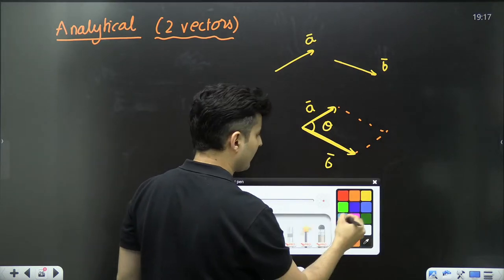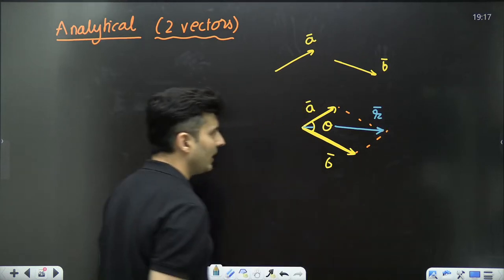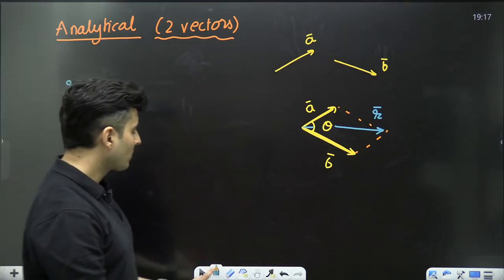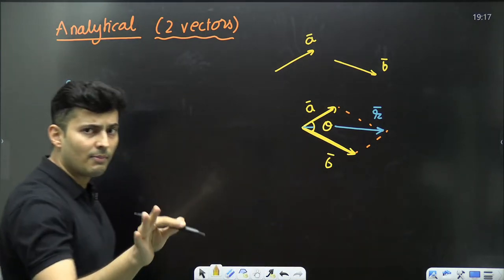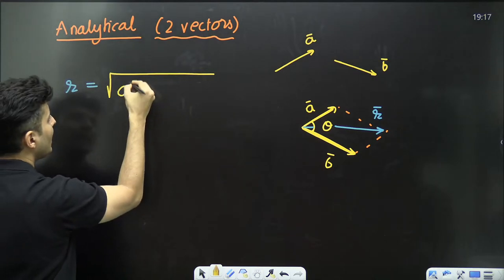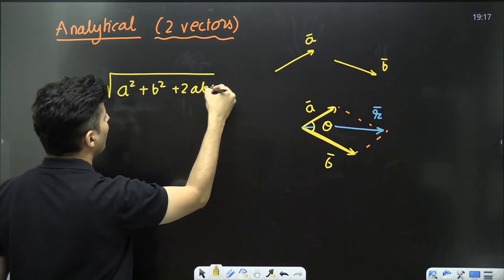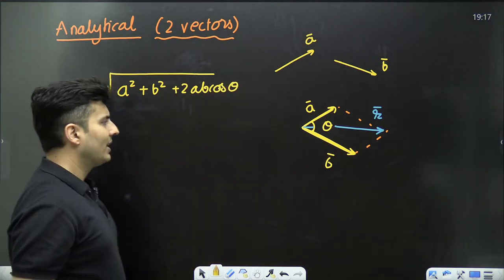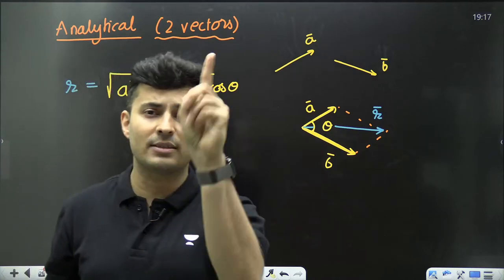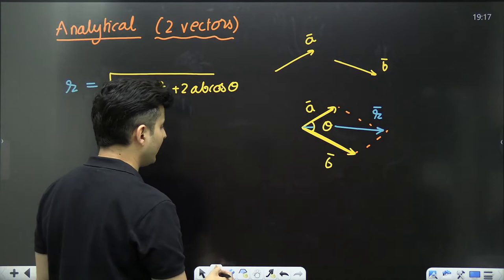Let's say the resultant is this one. The resultant's value is given by, don't worry about the derivation, just look at the formula. You should know how to apply it. R equals the square root of A square plus B square plus 2AB cos theta. What is theta? The angle between the two vectors, by definition, right? So this is going to give you the resultant.